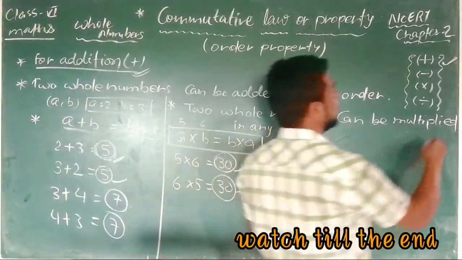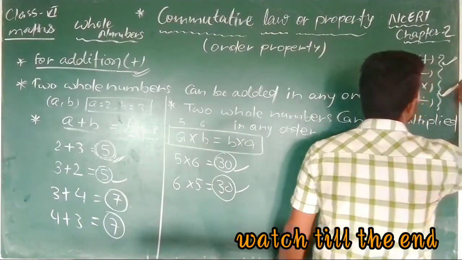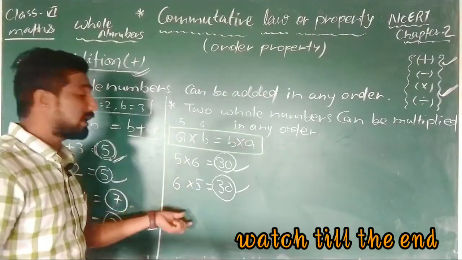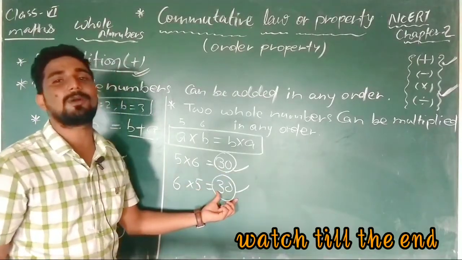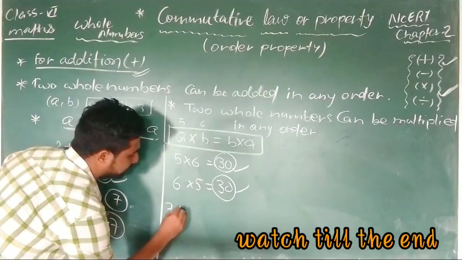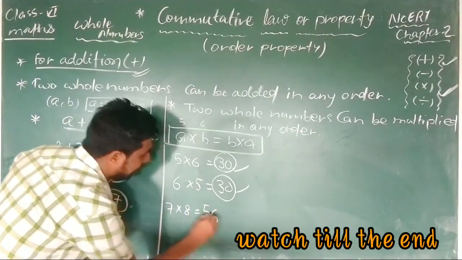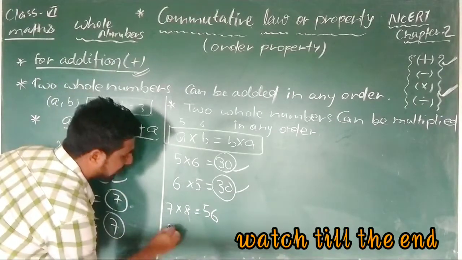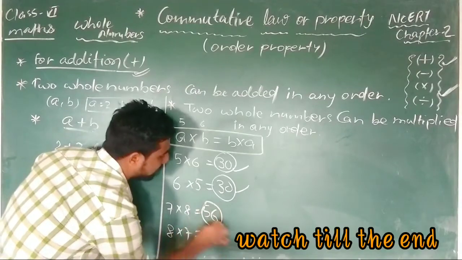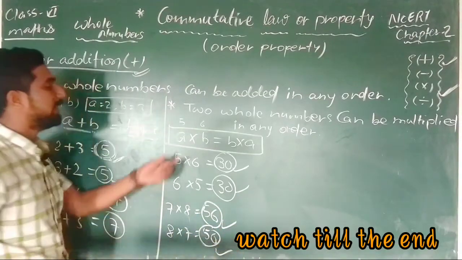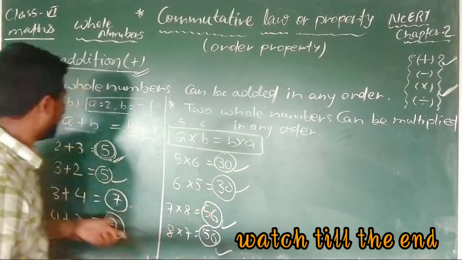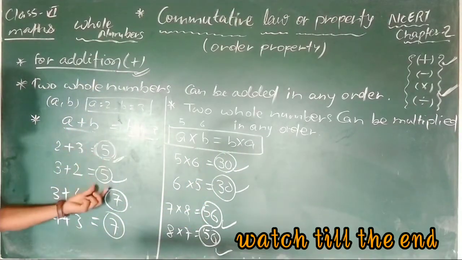So for multiplication also we can say this property is followed, because I changed the order of the two whole numbers and got the same result. Now take 7 and 8. 7 eights are 56, and again you change the order: 8 at first and 7 at last. 8 sevens are 56. So what are you getting? The same answer. So when you change the order, the result does not change.